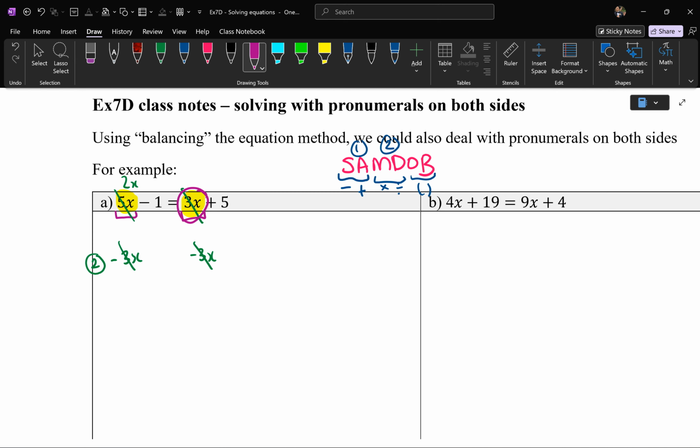That's the idea. Yeah? So my tip here is when you're solving these problems, get rid of the x's first. And what you do is you get rid of the smaller x. So here's an example.